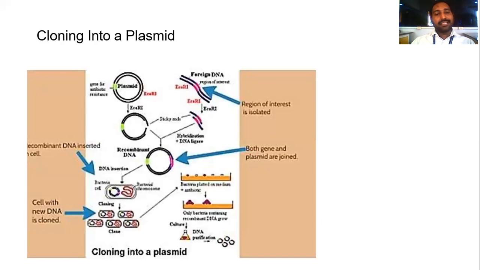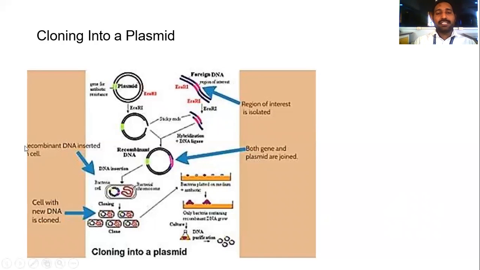So here we have another diagrammatic representation. The first one is cloning into a plasmid, like PBR322 or pUC, and foreign DNA, that is the gene of interest. In this foreign DNA, we will select a particular region and restrict it with the EcoRI enzyme. Both the vector molecule and the foreign DNA will be restricted with the same enzyme, and then we will go for ligation.